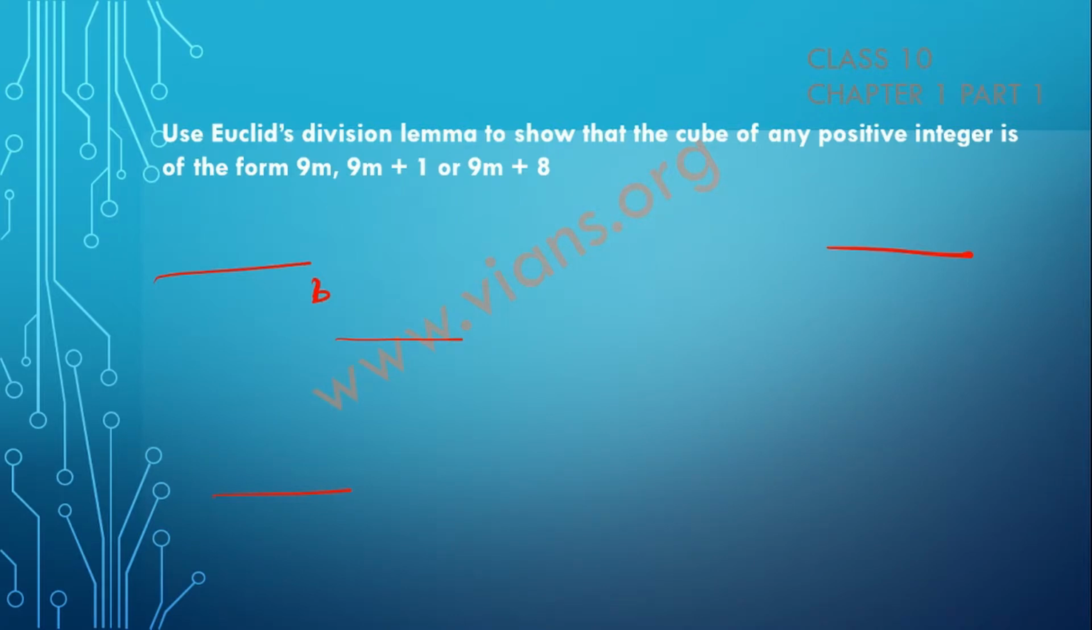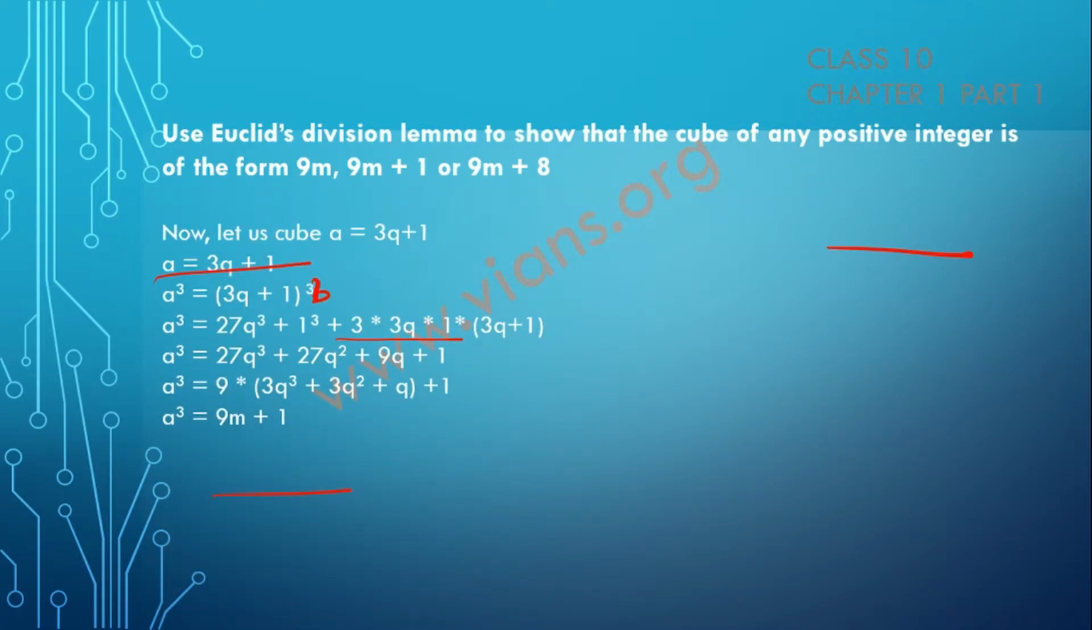Now, we could also consider, let us cube, a is equal to 3q plus 1. A is equal to 3q plus 1. A cube can be taken as 3q plus, give me one second.